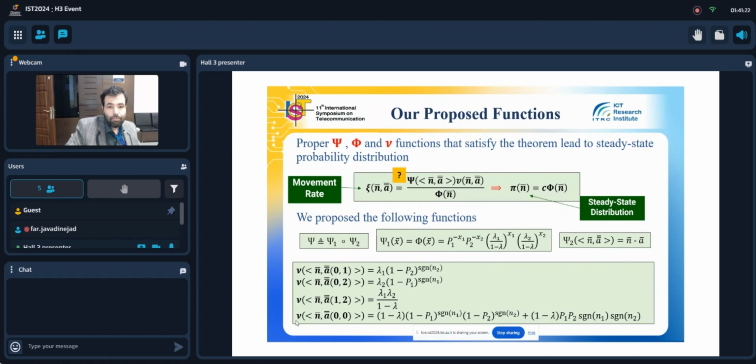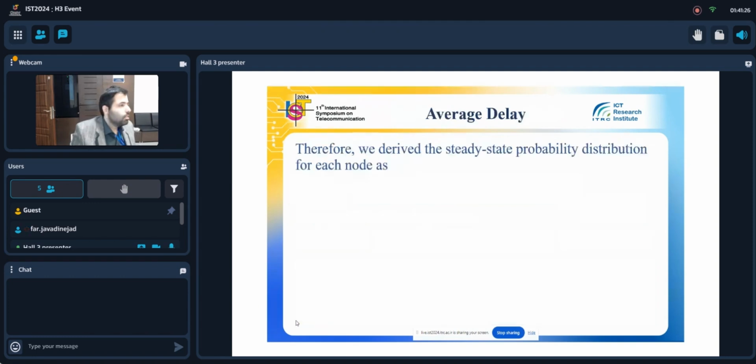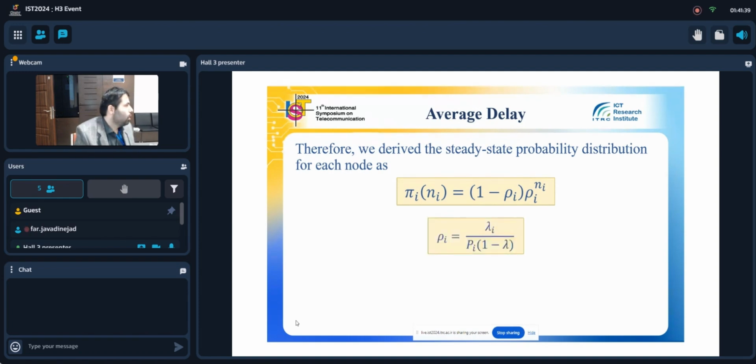Now that we have some functions that satisfy the theorem, we basically solve the network. So we decouple those coupled nodes, and we can analyze them individually. So we can find the pi function for any of them, which is what we needed from the beginning.